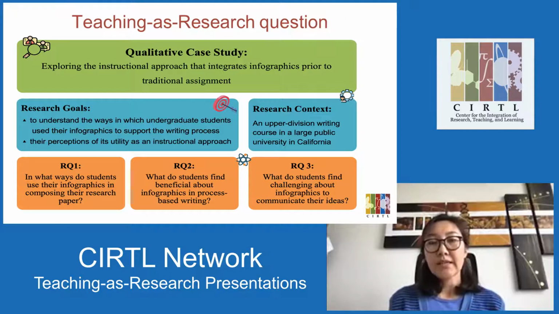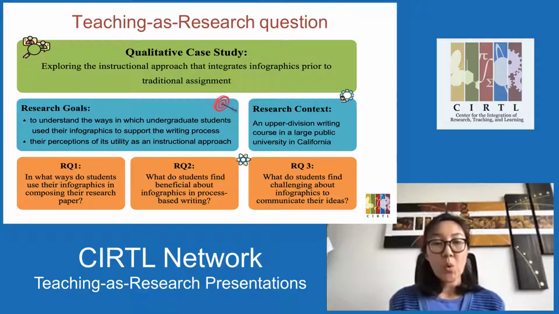The research context is an upper division writing course in a large university in California, the University of California, Irvine. The course is situated in the School of Education, and it's a discipline-specific writing course.